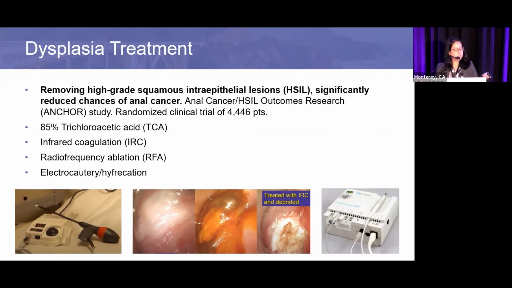The pictures on the left and the right show some of these instruments, and the middle picture shows the high-grade dysplasia area, the white area, with the Lugol stain, and they treat it with infrared coagulation.